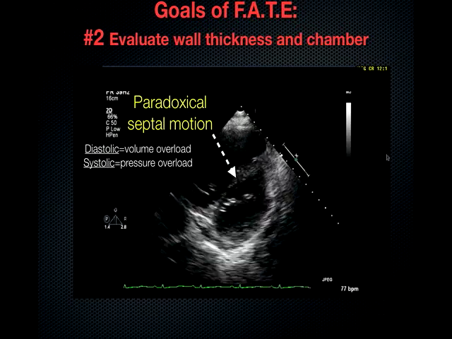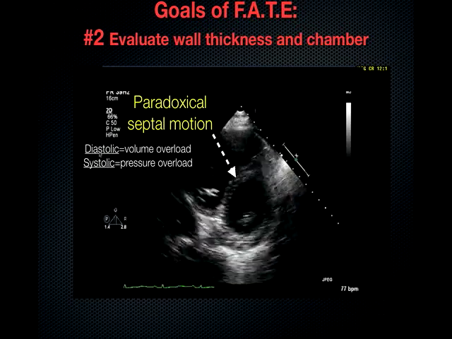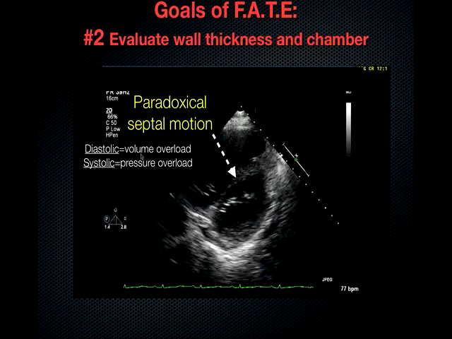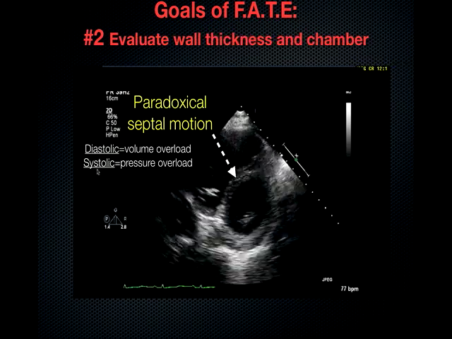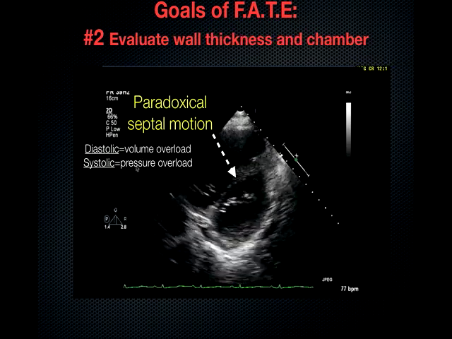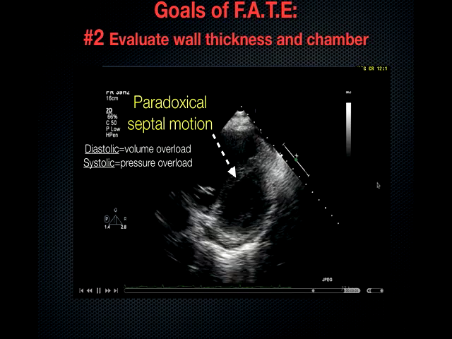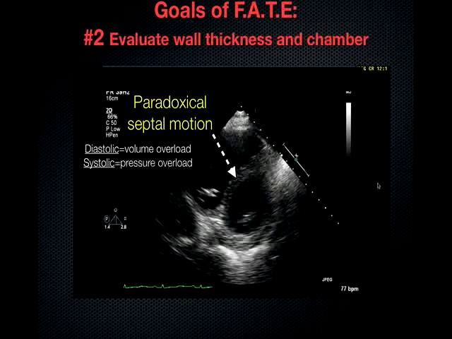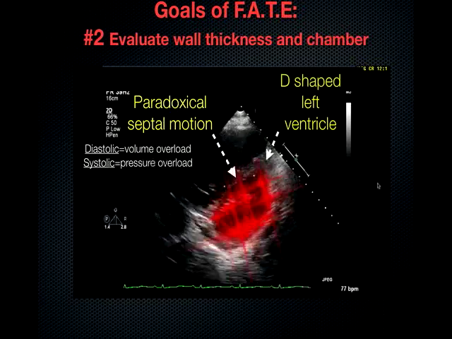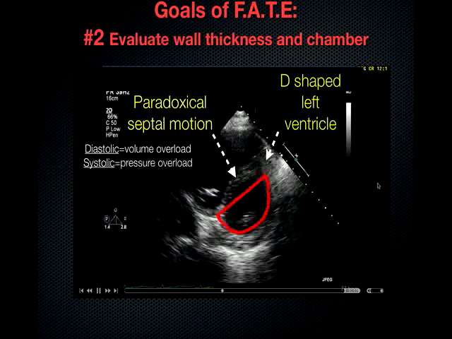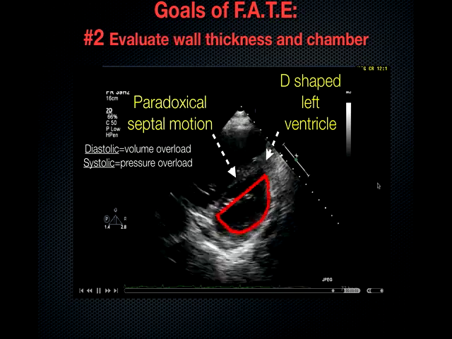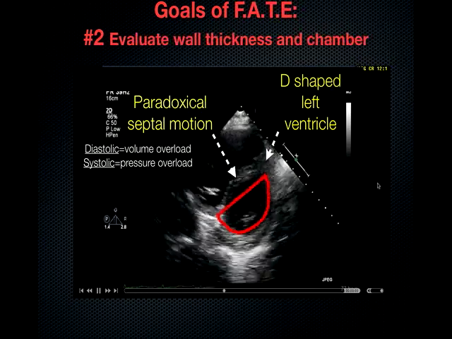When we see that flattening happening during diastole, it's volume overload. When it's happening during systole, it's pressure overload. In this case, this patient has both. We have a D-shaped ventricle here, and that is the classic that we see when we have pressure and volume overload.